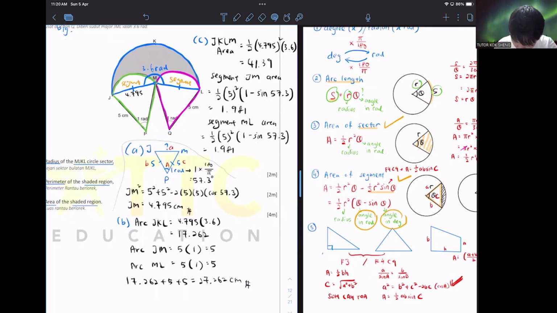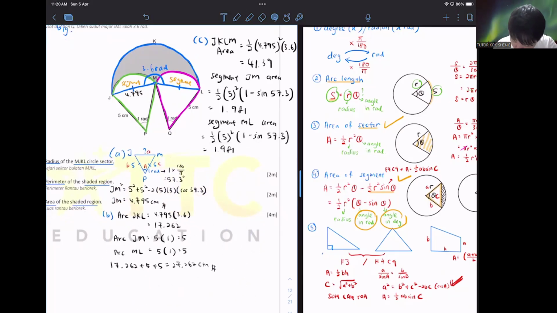41.39 minus 1.981, 1.981. The answer is 37.428 cm square. Okay, number 14 is ready.